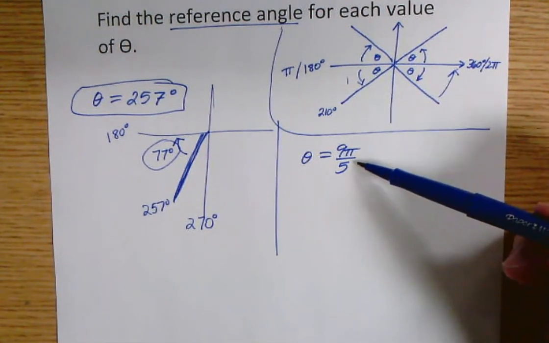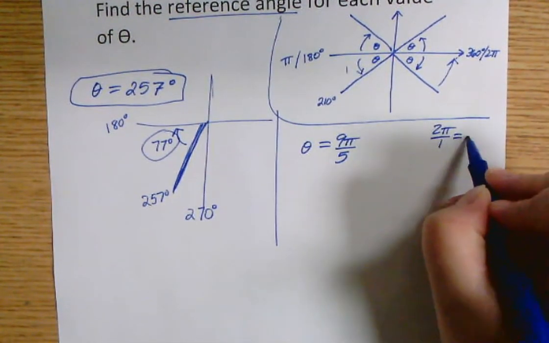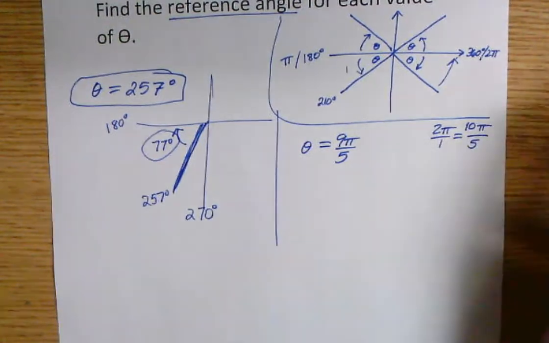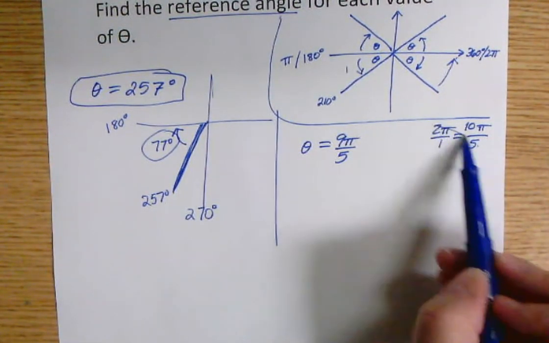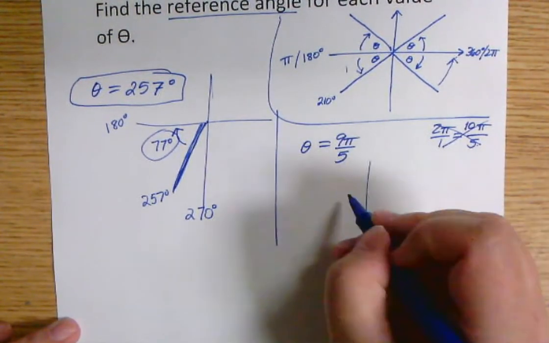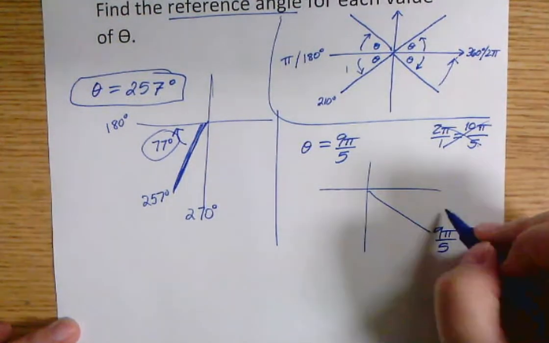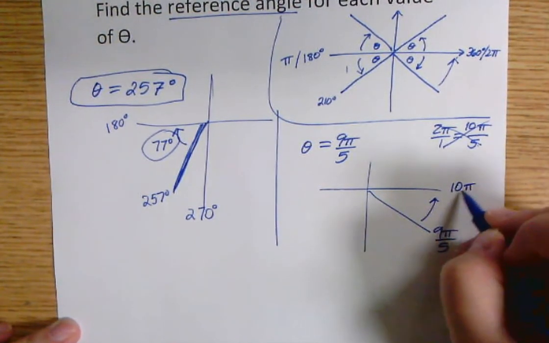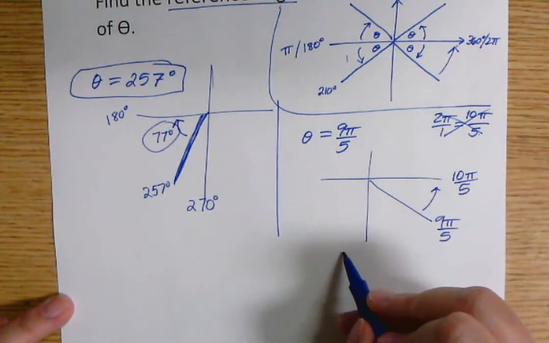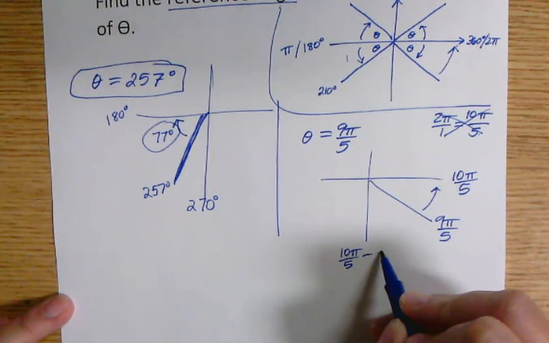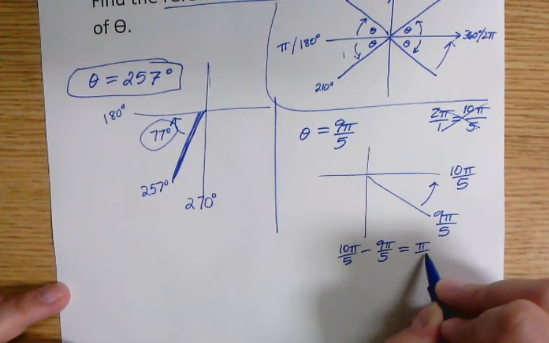So when I think about 2 pi, if I'm thinking about fifths, 2 pi over 1 is 10 pi over 5, because 10 divided by 5 is 2. So 9 pi over 5 is less than 10 pi over 5, so it is less than 1 rotation around. But it's not much less, so it's in the 4th quadrant. All the way around would be 10 pi over 5. So if the question is, how far am I from there? I'm going to subtract 10 pi over 5 minus 9 pi over 5, which is just like subtracting 10 fifths minus 9 fifths, and I get 1/5, or pi over 5.